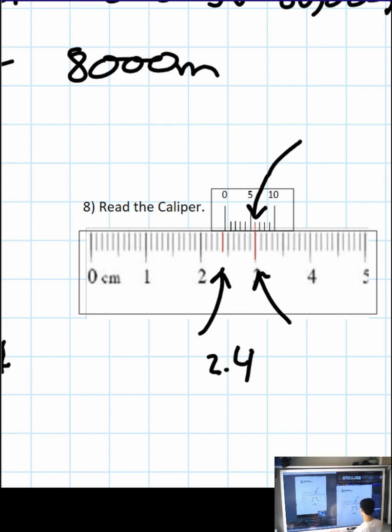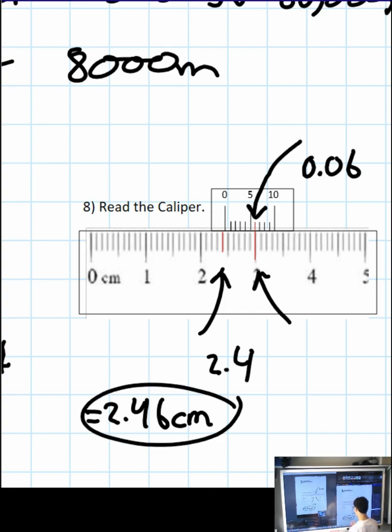Then we're going to find out where the caliper meets, and this time read the small caliper. So where the caliper meets is at exactly 0.06. Then therefore the final answer, let's do it separately, 2.46 centimeters. Circle our answer. So that one you just have to be careful with. I knew that the small caliper was 100ths because the big caliper went to tenths. So that's going to be a little bit of logic. All right.